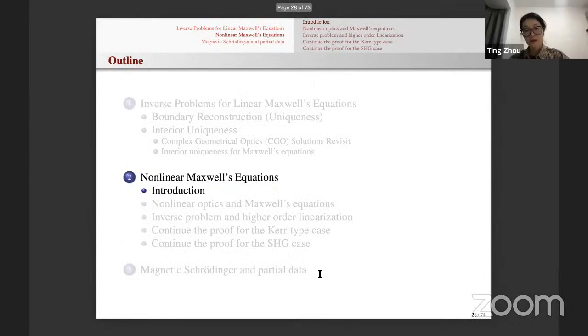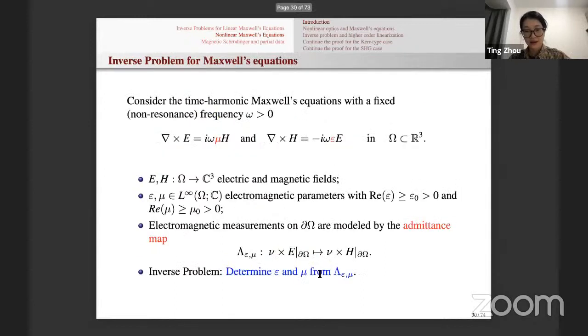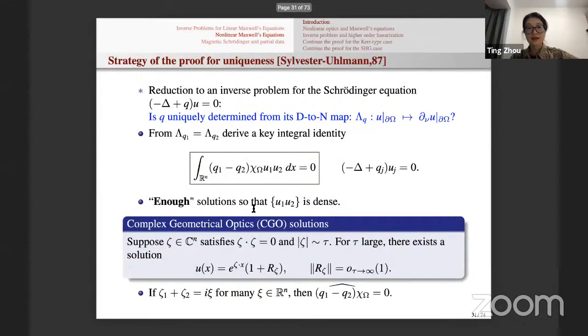Okay. For the nonlinear Maxwell's equation, I'm skipping this slide, which is essentially repeating the Calderon problem. And this is what I talked about for the linear time harmonic Maxwell's equations, where we were able to recover the parameters. This I put here essentially to give you the roadmap of how to prove the Calderon problem, where you first reduce to the Schrodinger equation and ask if we can determine the potential Q from the boundary DN map.